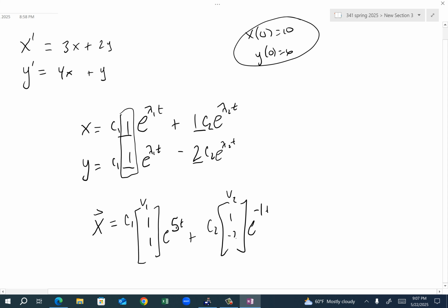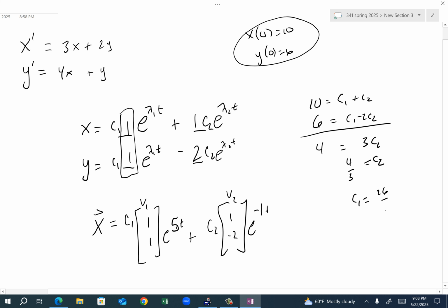So when I do this, what that really means is when you plug 0 in, you're going to get 10 equal C1 plus C2. And when you plug 0 into y for t, you're going to get C1 minus 2 C2. If you subtract, you get 4 is equal to 3 C2. So C2 is equal to 4/3. C1 must be equal to 26/3, I guess.